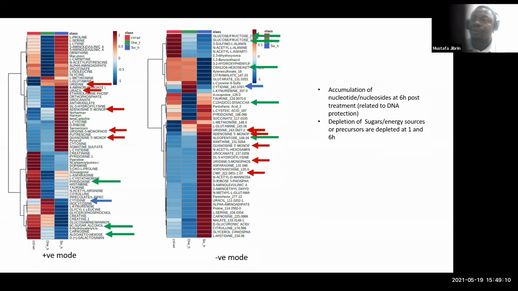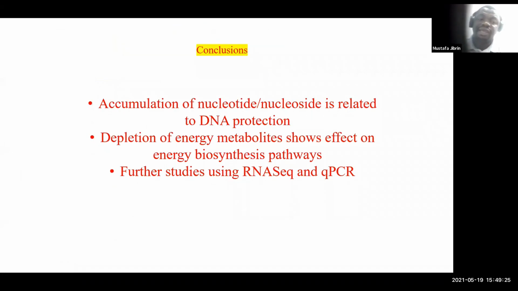I mean, there could be other ones. We could look at the effects on other ones, but at least this gives us an insight into what carbapenem is probably doing against the bacterium that is killing it. So from this, we can conclude that accumulation of nucleotides is related to DNA protection. Probably the depletion of energy metabolites is making the bacteria accumulate a lot of nucleotides to protect itself against what is happening in other systems.